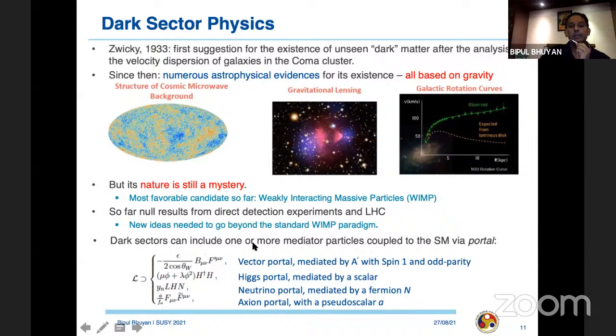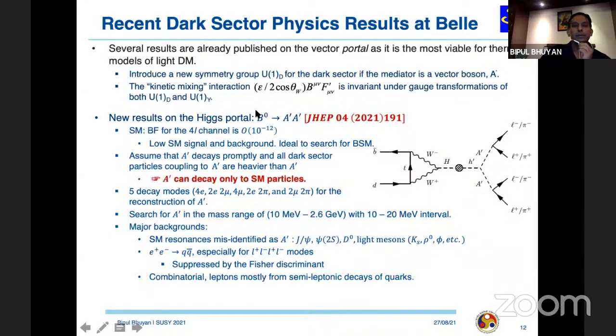So that is where the dark sector can come in, and here you can have one or more mediator particles that can couple to dark matter via various portals. So for example, you can have a vector portal, which is mediated by a dark photon A prime with spin 1 and odd parity. You can have a Higgs portal that is mediated by, again, a dark Higgs, which is a scalar. And a neutrino portal, and you can also have an axion portal, with a pseudoscalar A. So you can have a whole particle zoo in this dark sector physics, and that is gaining a lot of interest in terms of experimental searches, even at the B factories.